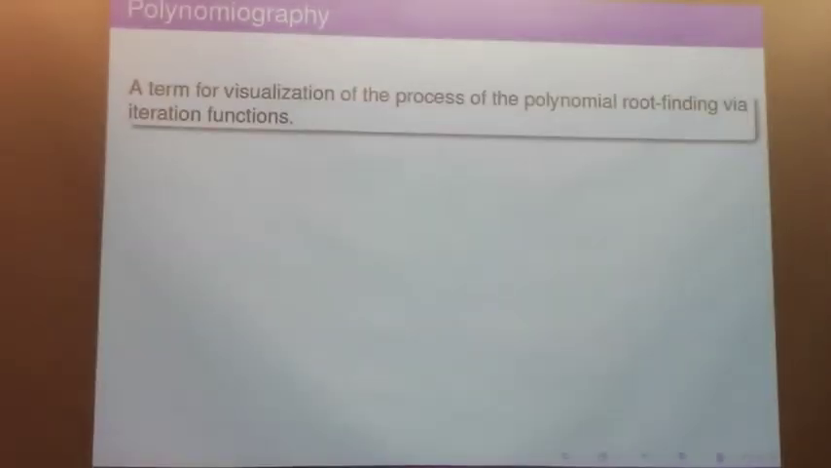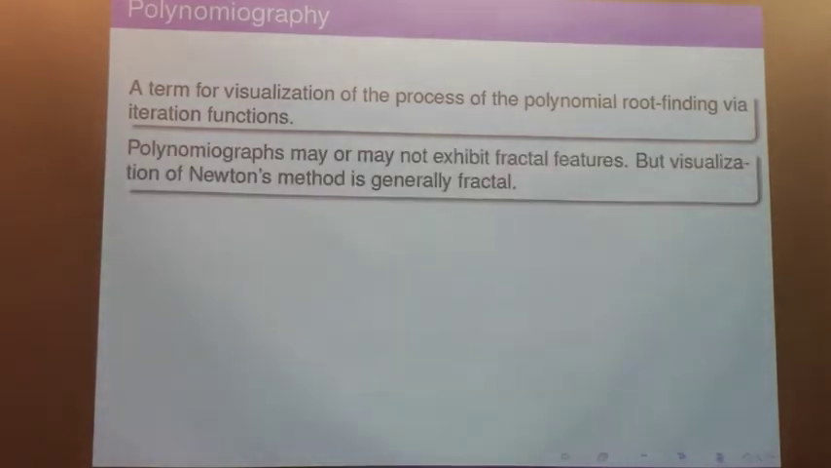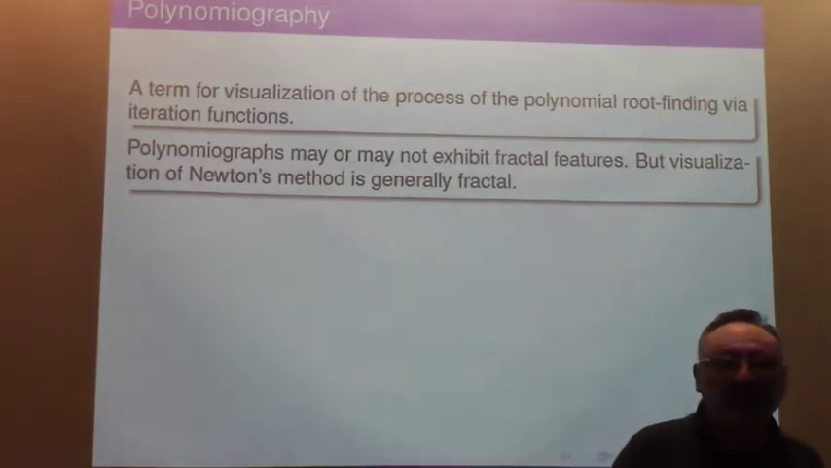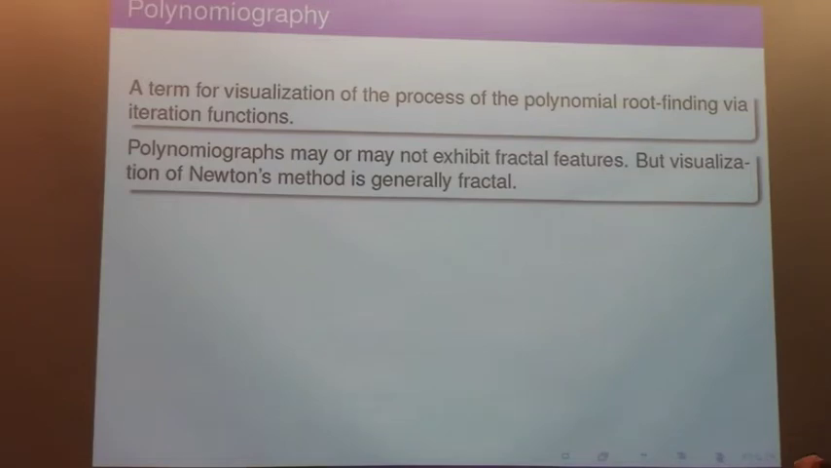Polynomiography, a term for visualization of the process of polynomial root finding via iteration functions. Here's the definition. Polynomiographs may or may not exhibit fractal features, but visualization of Newton's method generally has fractal features. I have noticed that mathematicians or otherwise refer to images that are sometimes not fractal. They call it fractal. I don't know why. Some people think that anytime you have an image based on iteration, it must be fractal. That's not true at all.